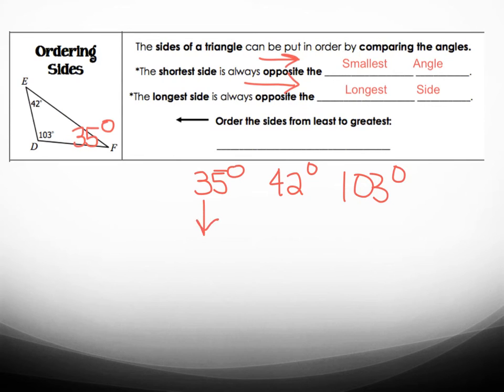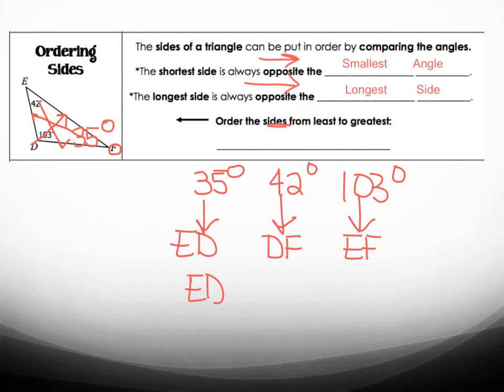Let's go across from 35, which is at F, and it goes across to side ED. We're working with sides now, and sides we write with 2 letters. We're going to go to 42. 42 up here at E is across from DF. And last but not least, 103 is across from EF. So we list the sides in order from least to greatest, and we have ED, and then DF, and then EF. And we just listed the sides in order from least to greatest.